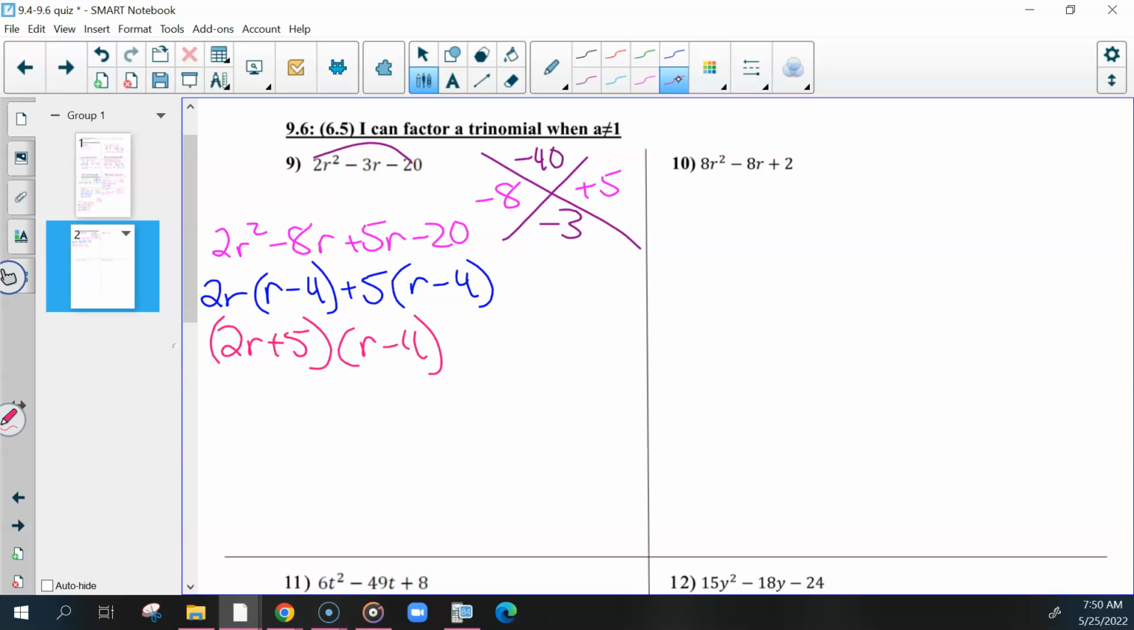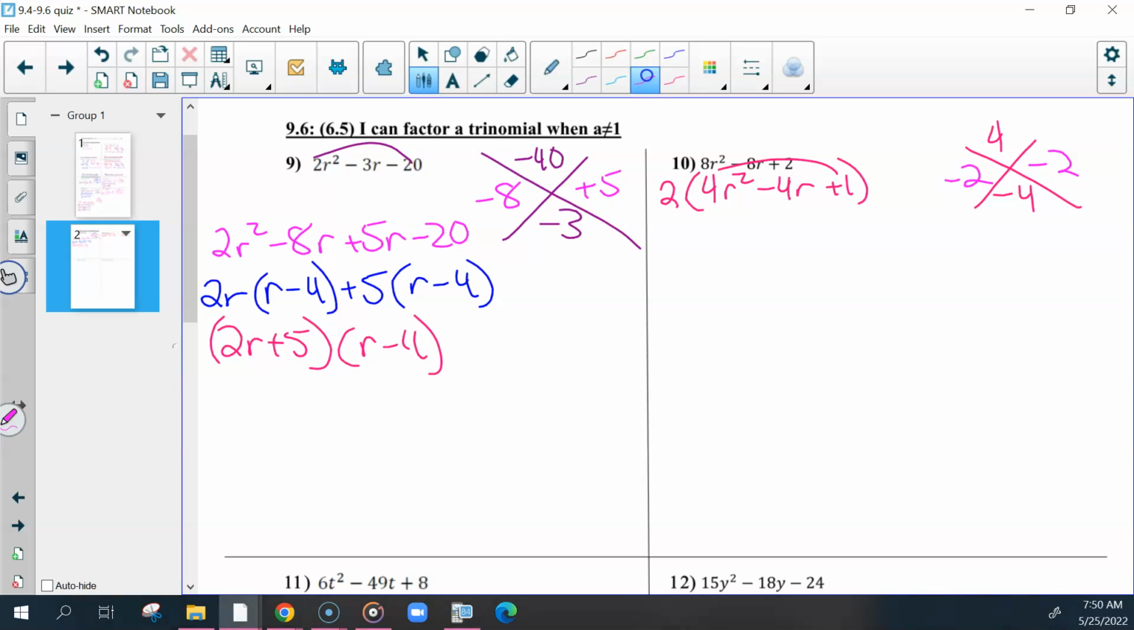Number 10. You should have factored out or saw that you could divide a 2 out of all of these, which would leave us with 4r squared minus 4r plus 1. And then from there, we're looking for two numbers that multiply to be 4, but add or subtract to be negative 4. And the two numbers that work are negative 2 and negative 2.